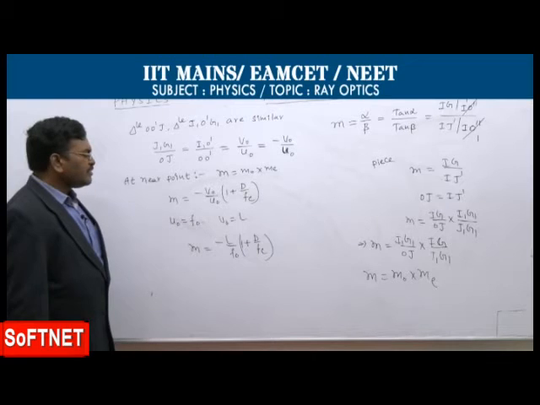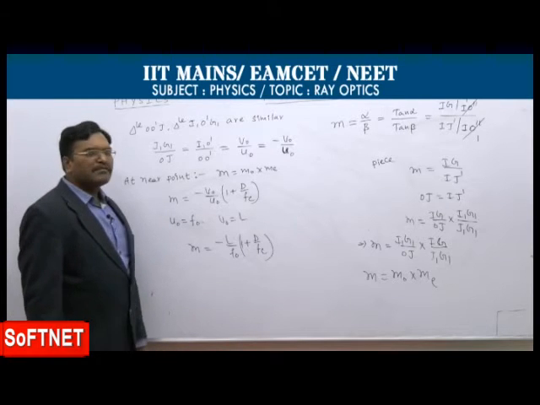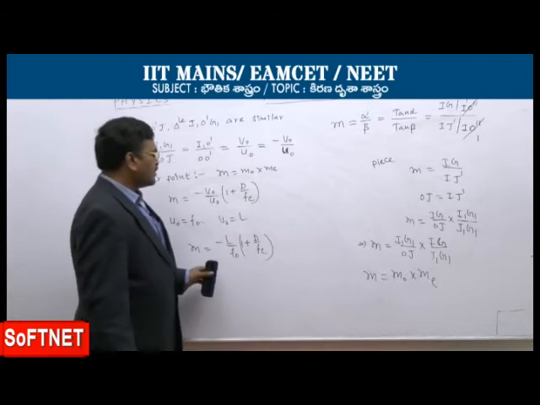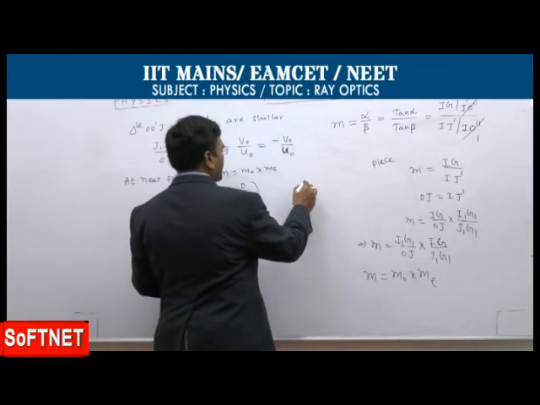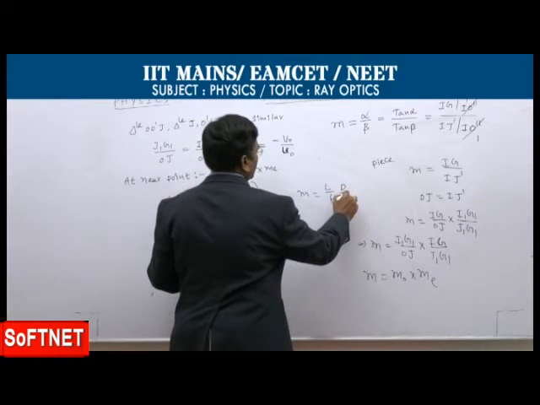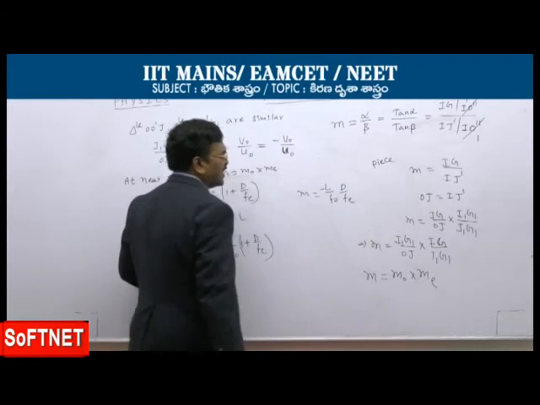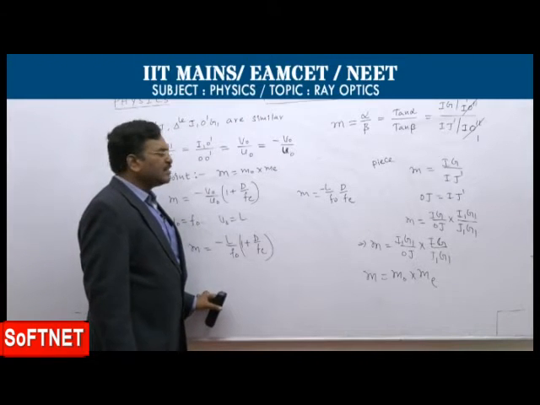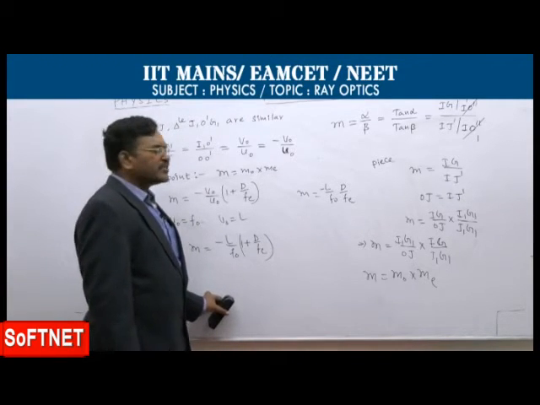Here again, image forms at far point. So, when the image forms at far point, magnification how much? L by F naught into D by Fe. D means what? Least distance of distant vision.